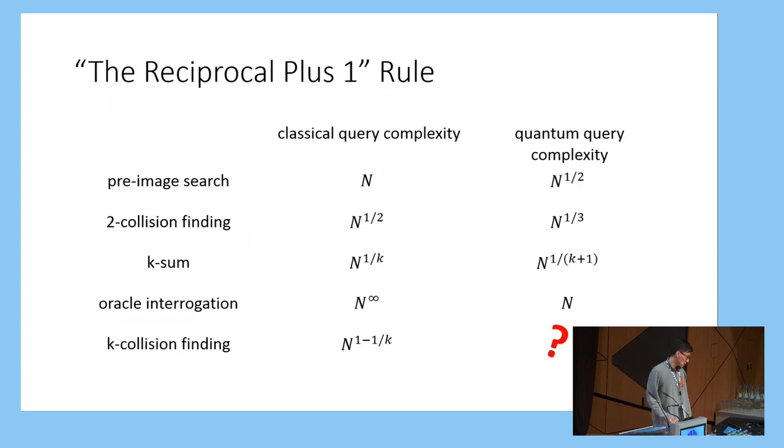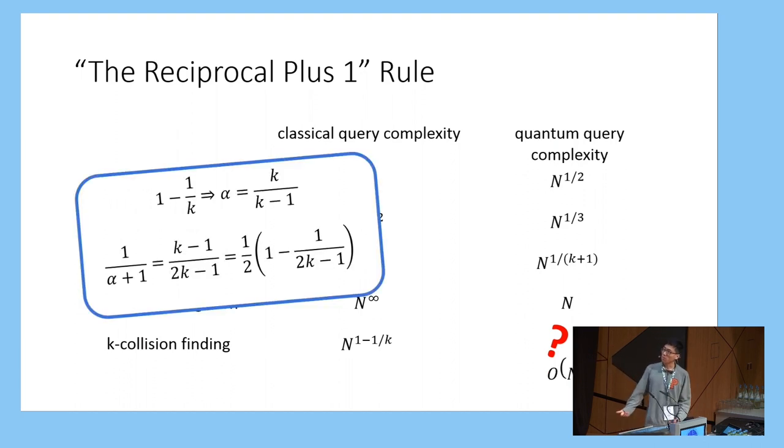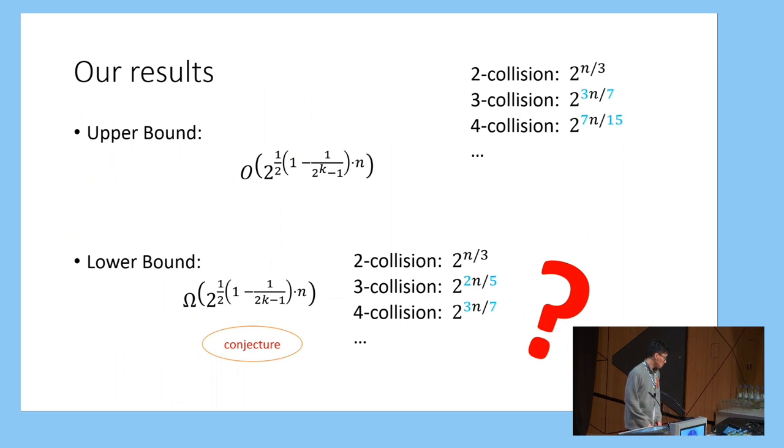So it's natural to ask the question: maybe the lower bound for k-collision also satisfies the same rule. This is the lower bound for classical k-collision finding, which is n to the 1 minus 1 over k. By doing some simple math, we have alpha is k over k minus 1, so 1 minus 1 over alpha plus 1 is k minus 1 over 2k minus 1. This quantity linearly approaches a half when k grows. So we have our conjectured lower bound, which is this. And we indeed tried hard to lower our upper bound, trying to match our upper bound to the lower bound we conjectured.